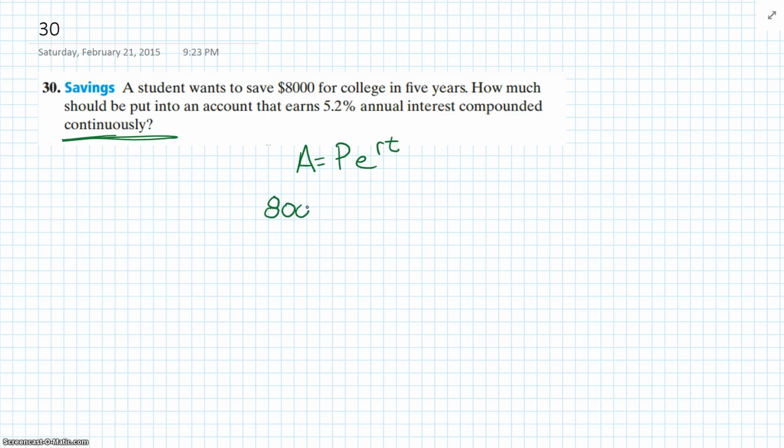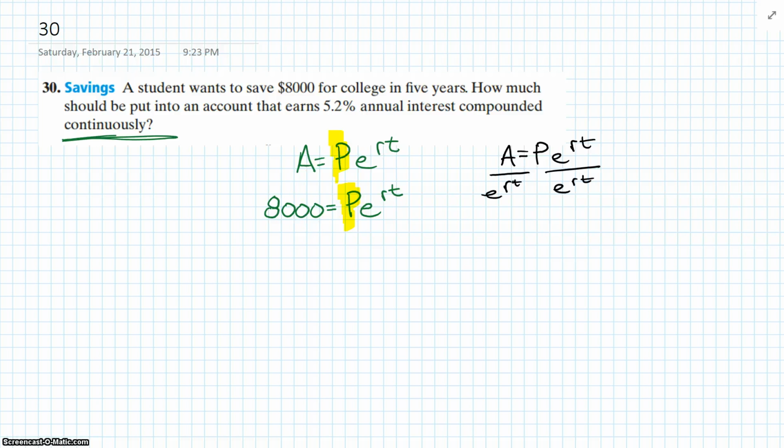So we're going to put 8,000 equals P times E to the RT. So we're given rate and we're given time. So what are we solving for here? We're solving for the principal. So let's set the equation up before we plug it into numbers. So if I have A equals P E to the RT and I'm solving for P, I'm going to divide each side by E raised to the RT power. So my principal is really going to be A over E to the RT. Okay, just dividing everything by E raised to the RT power.